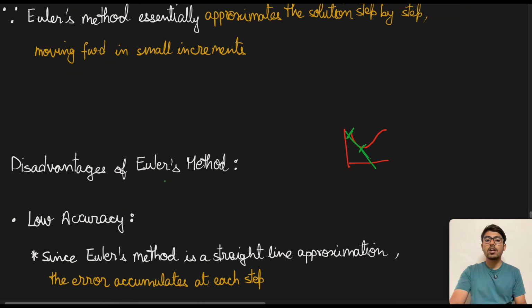Similar is the case with Euler's method. Since it is again using a straight line approximation, moving from here to down below, error will accumulate over time, causing unrealistic error values.